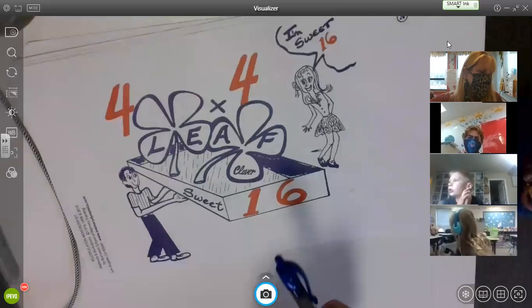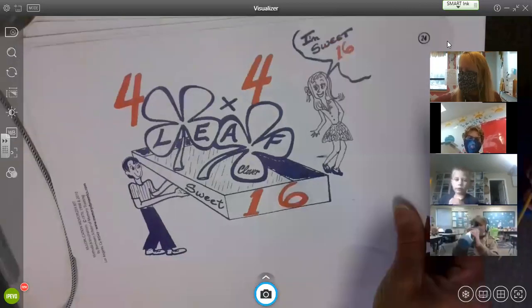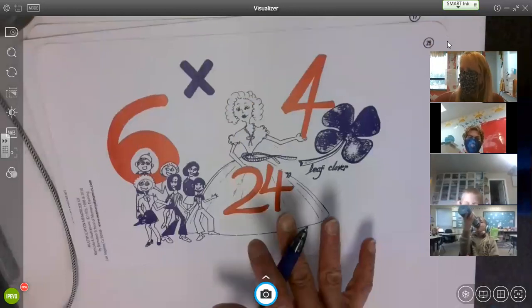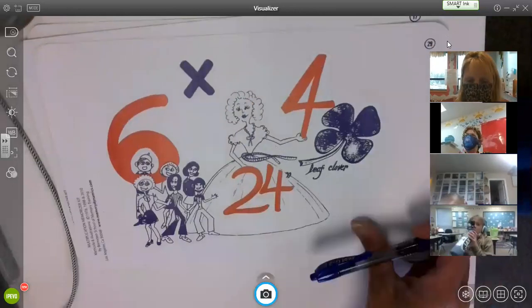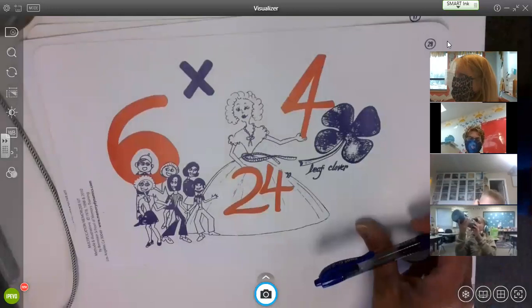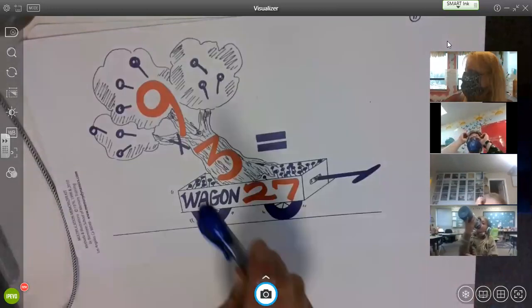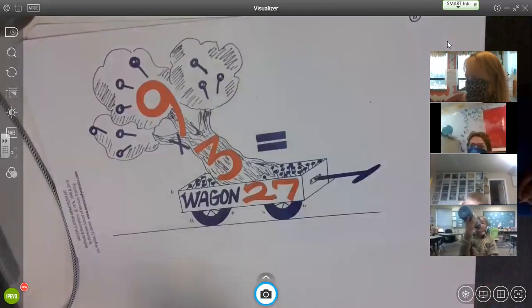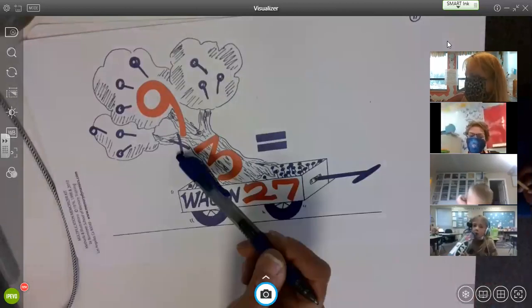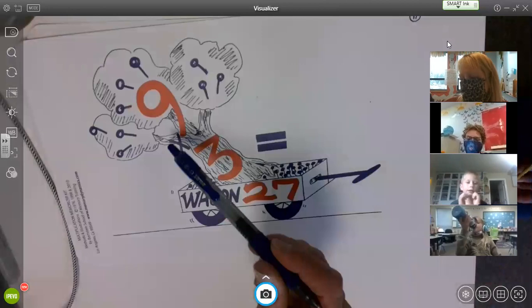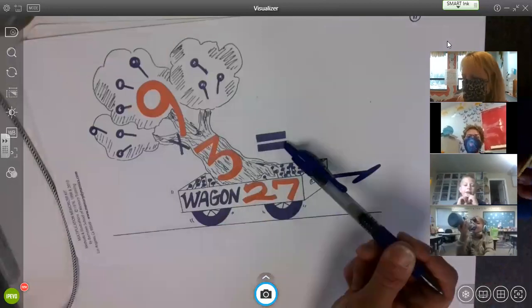I like it. You guys memorize these. I love it. 6 times 4 equals 24. 6 times 4 equals 24. Can you sit so they can see behind you? 9 times 3 equals 27. 9 times 3 equals 27.